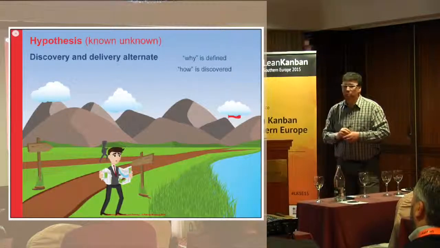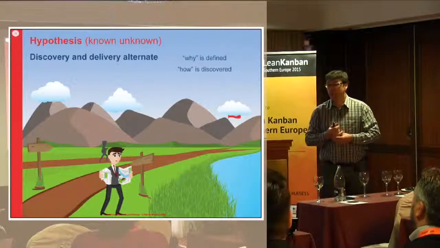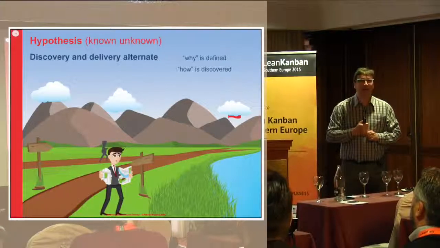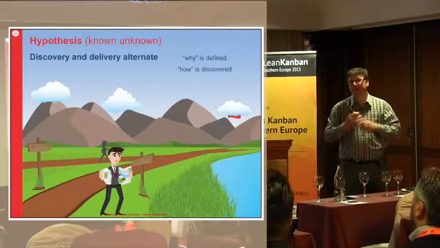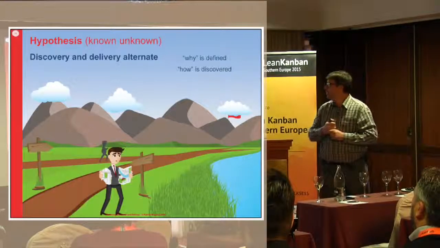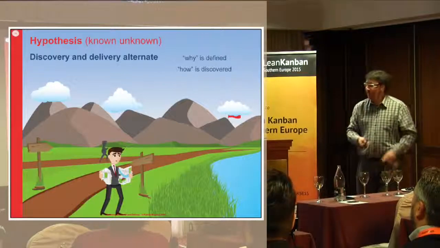And there may be multiple paths, so you don't really know how to achieve that goal. And if you have a map, it's a map that's not complete. So you still have to fill in some of the blanks in your model, right? So the why is defined, the how is discovered.